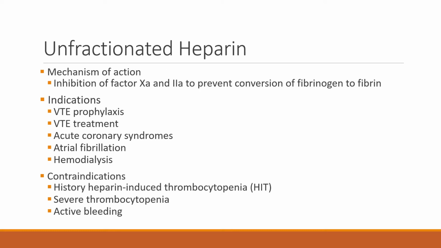So starting with unfractionated heparin, the mechanism of action is that it inhibits factor 10A. Its indications are numerous. We can use it for VTE prophylaxis, for treatment, for acute coronary syndromes, for AFib, and then we also use it in hemodialysis. It's contraindicated in patients that have a history of heparin-induced thrombocytopenia, or a lot of people will call this HIT. This is something that you should be acutely aware of, and we'll talk about it as well.